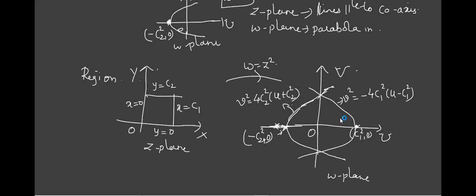Here, there is no need to show that they are orthogonal trajectories. They will not ask it. They'll just ask you to discuss the transformation W equal to Z square. That's all. Hope you understood.